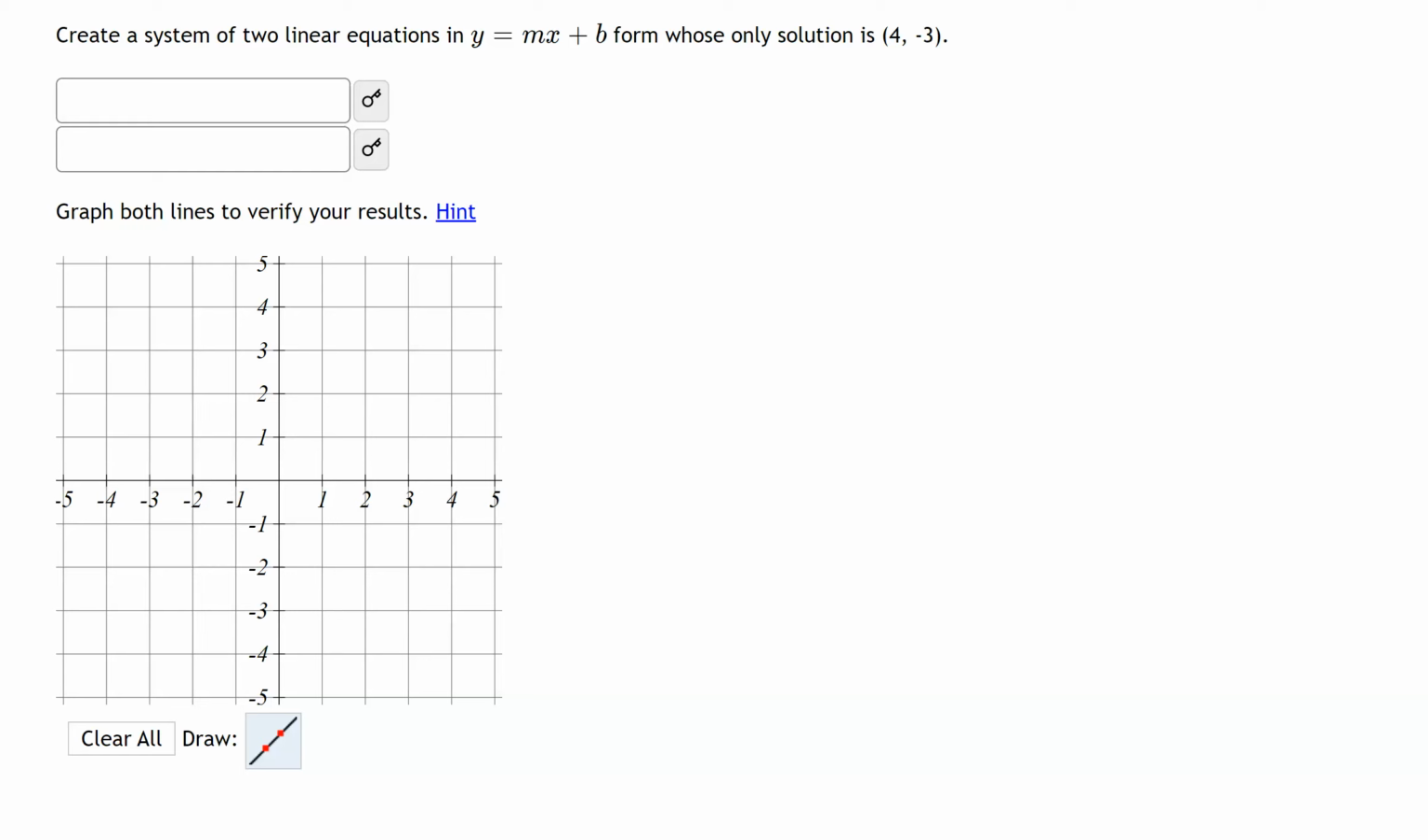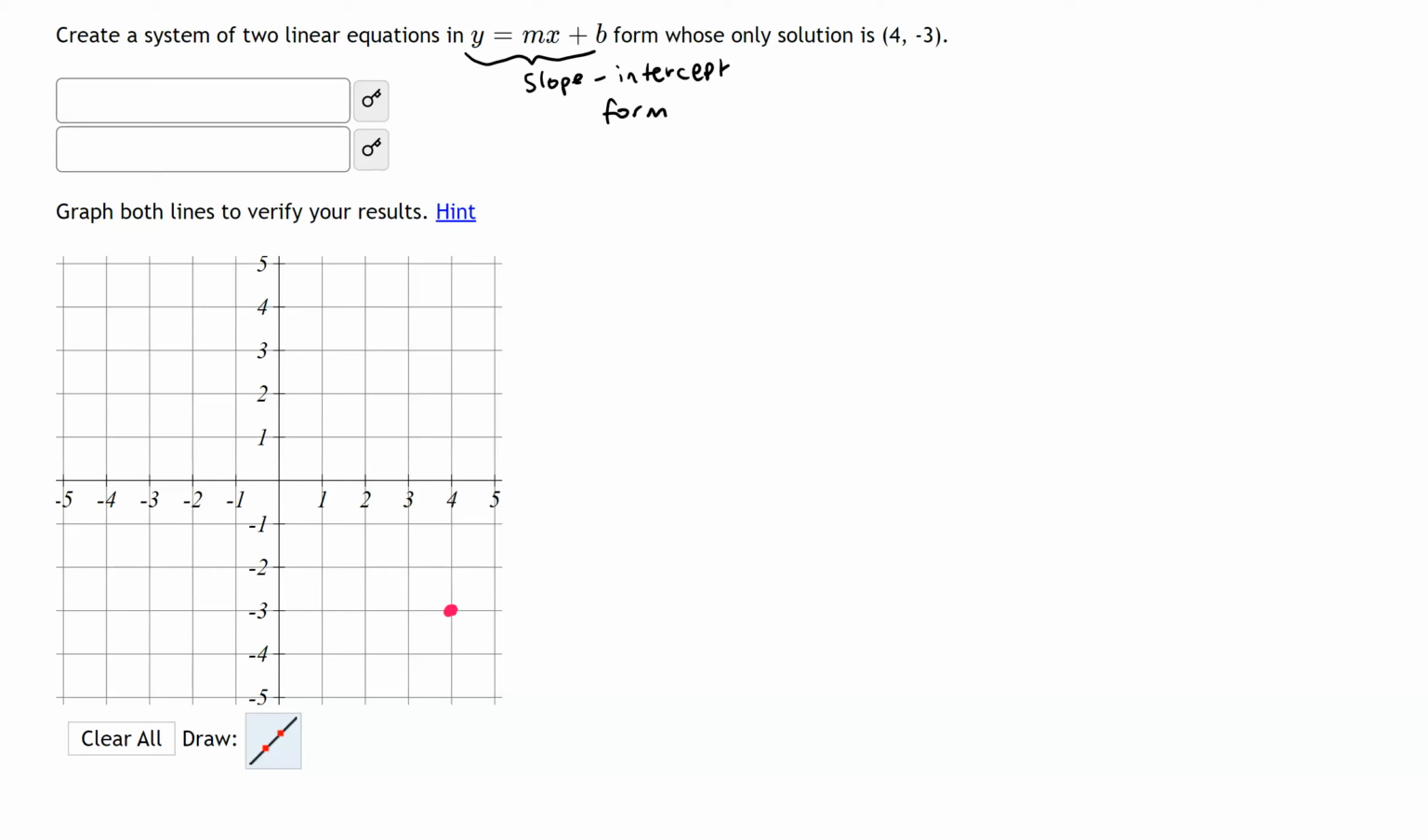This question says, create a system of two linear equations in y equals mx plus b form whose only solution is 4, negative 3. Remember that y equals mx plus b is called slope-intercept form. Okay, and we want the only solution to be 4, negative 3. I'm going to plot an ordered pair on our graph. So 4, negative 3 is going to be right here.